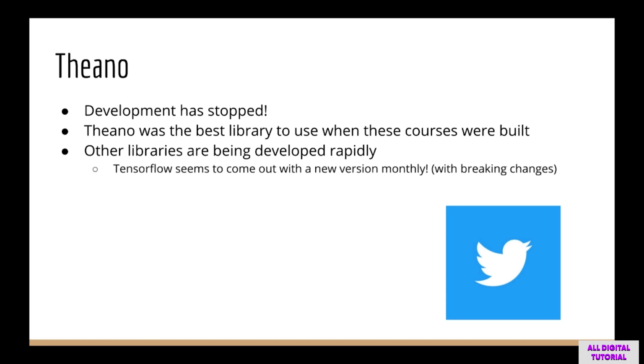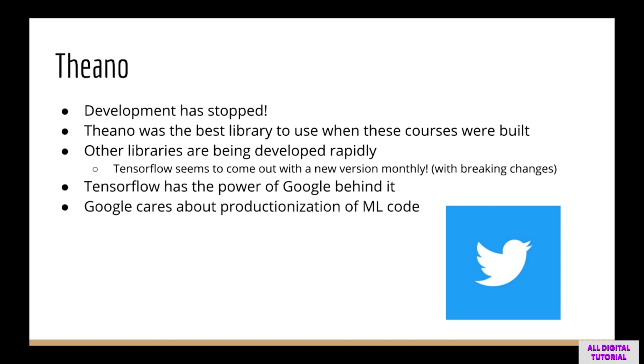Luckily, development on other popular deep learning libraries is happening at a rapid pace. TensorFlow seems to be releasing a new version monthly. Of course, it's got Google behind it, and we know that Google isn't going anywhere. They also care a lot about productionization of machine learning code, because Google's machine learning systems have to serve results to real users. And so you can feel confident that if your company wants to productionize its machine learning code, that TensorFlow is a safe choice. Recently, Twitter is one example of a company who's made this decision.